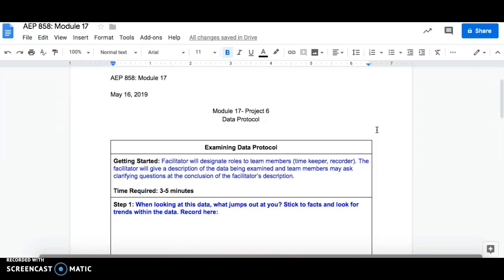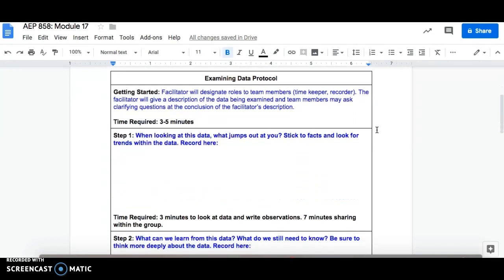And so to get started, the facilitator would designate roles to team members such as timekeeper and recorder to help ensure that we're being respectful of everyone's time and that we are keeping an accurate record of things that we're discussing. The facilitator will give a description of the data being examined, and team members may ask clarifying questions at the conclusion of the facilitator's description. It'll take about 3 to 5 minutes to get started with that explaining.